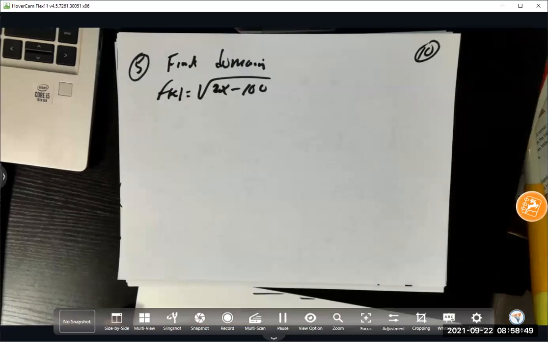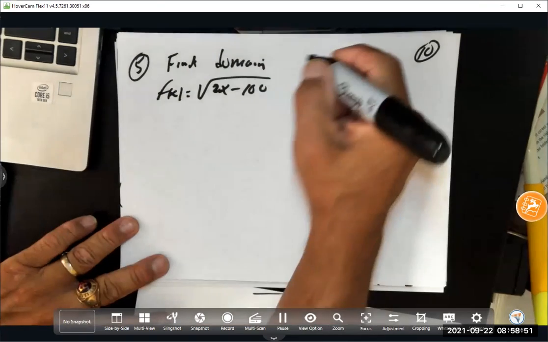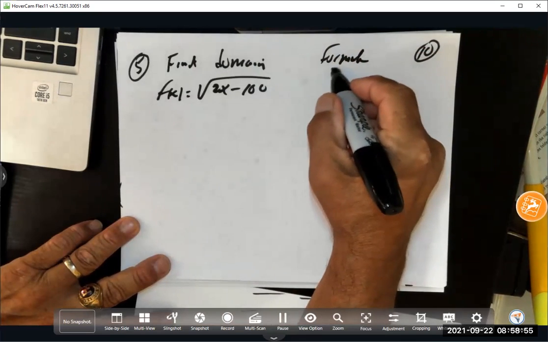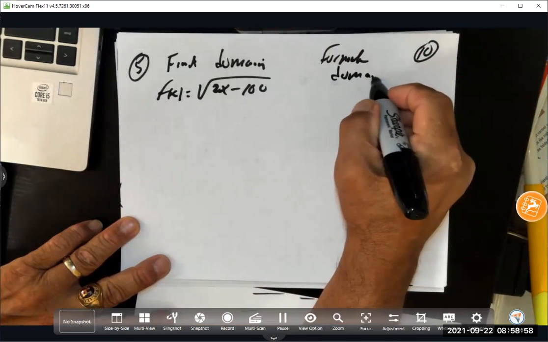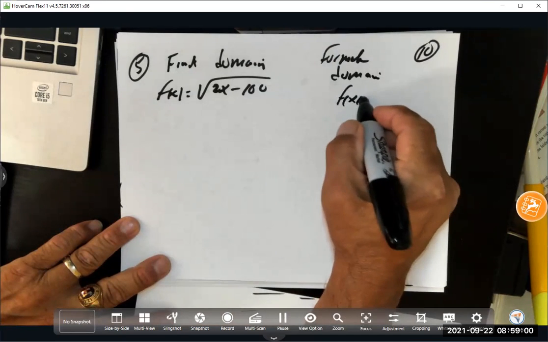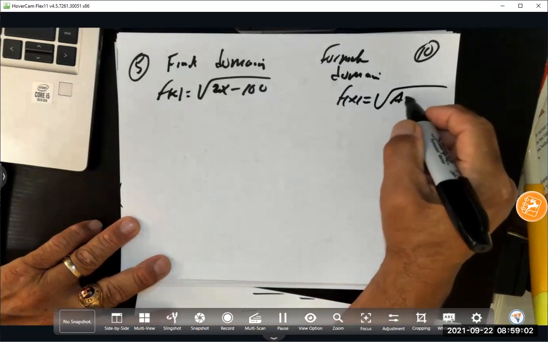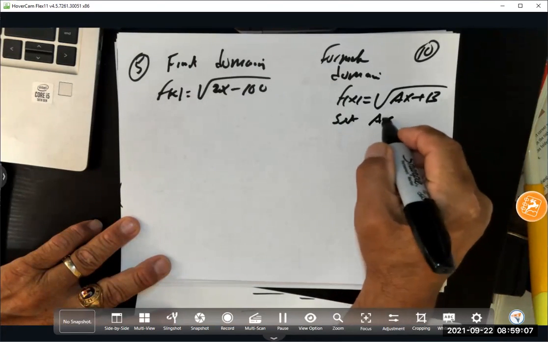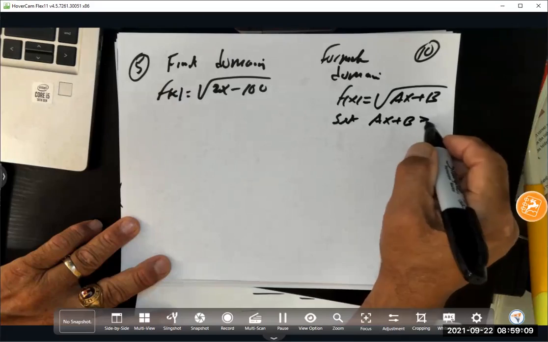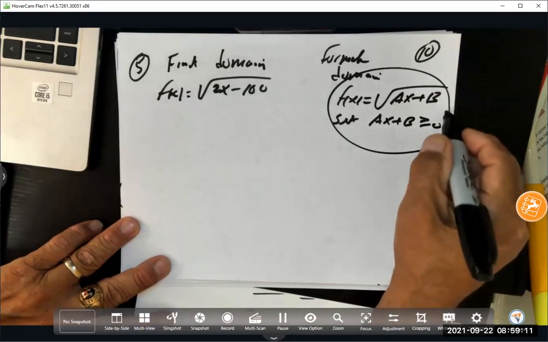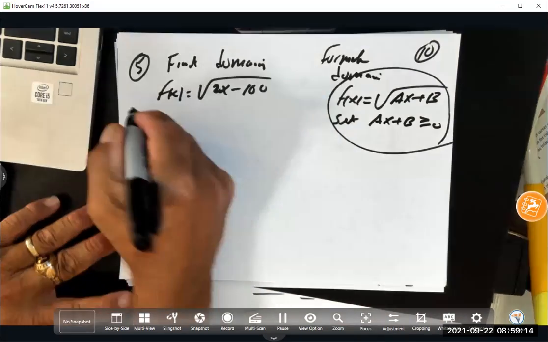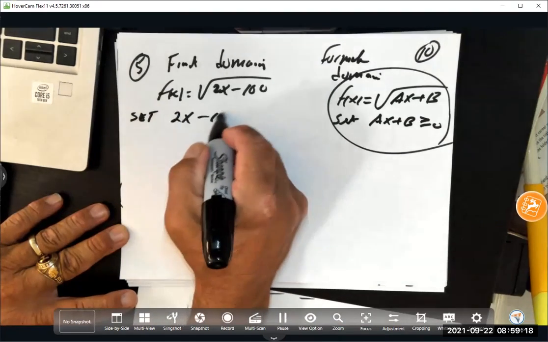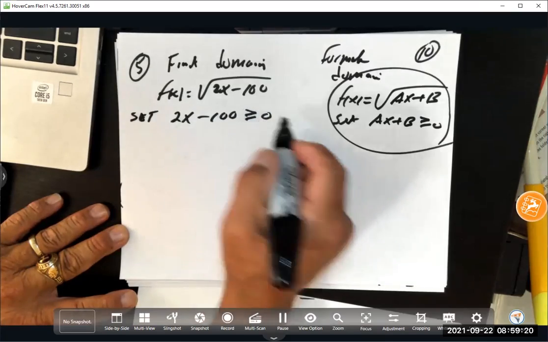Okay, all right, and there's a formula. Yes, there's a formula. What is this formula? Formula is for domain, you have f of x equals some generic answer like this, ax plus b. Whatever's inside there, you just set it up like this. Ax plus b has to be bigger than or equal to 0. Has to look like this. So this right here, you set it up, you go 2x minus 100 is bigger than or equal to 0.